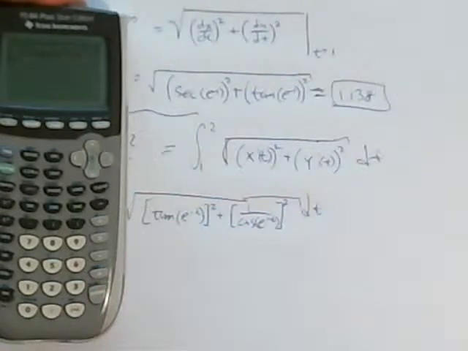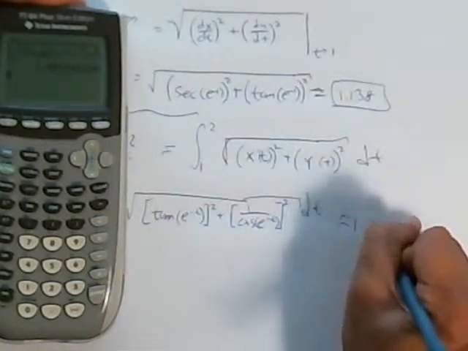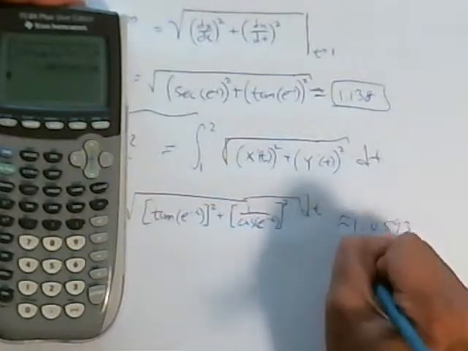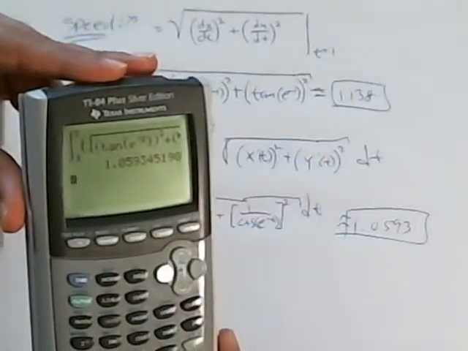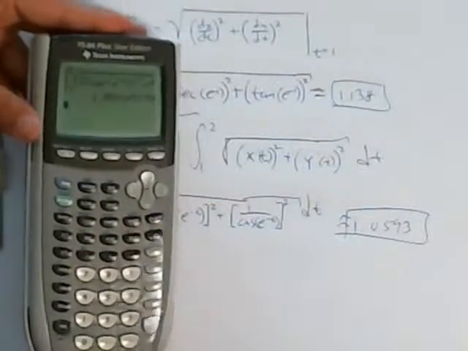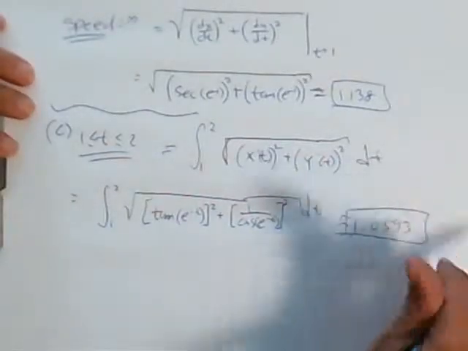And then when you press enter, it should evaluate that, and that should be approximately 1.0593. And I don't know if you can see this or not, but that's about 1.0593. So that's part C. That's done.